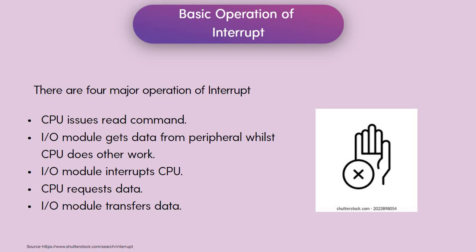So what are the basic operations of interrupt? Basically there are four major operations of interrupt. The CPU issues a read command. The input output module gets data from the peripheral while the CPU does other work. The input output module interrupts the CPU, the CPU requests data, and the input output module transfers the data.